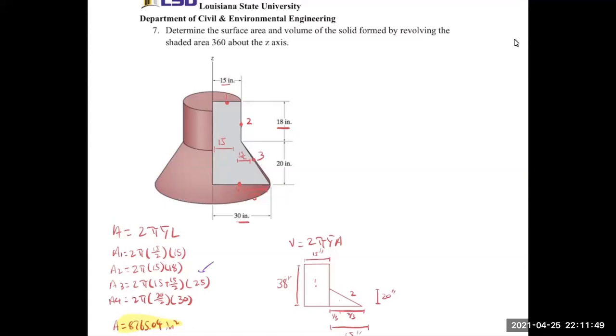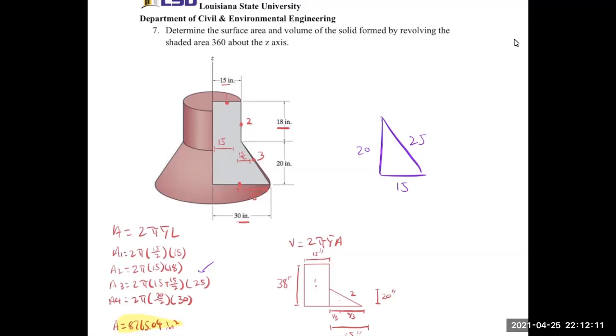For the 25 right here, what I did is I considered this triangle right here. This one is 15, right? And this one is 20. So by the Pythagorean theorem, this hypotenuse right here will be 25, and that's the length of point AD right here. So that's how I got 25.